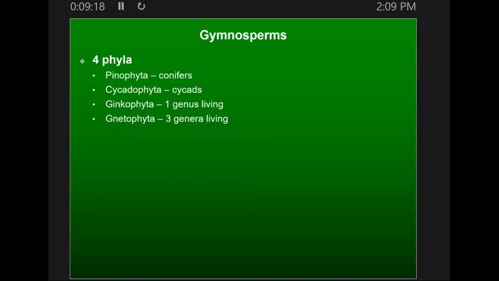So we will primarily focus on the first one, Pinophyta, because that's the most abundant in terms of numbers and species diversity. But I will briefly mention those other three. In lab, you probably won't focus very much on those. You might look at some Ginkgophyta leaves because they're very unusual for a gymnosperm. But in lab, you'll focus on the Pinophyta.